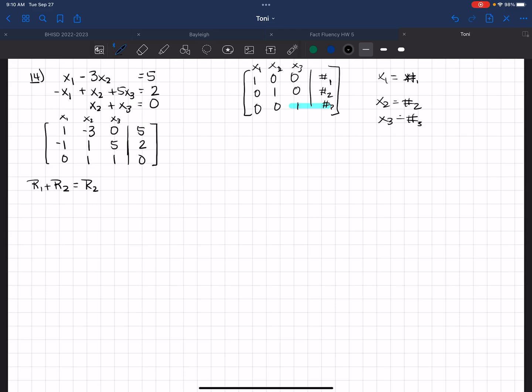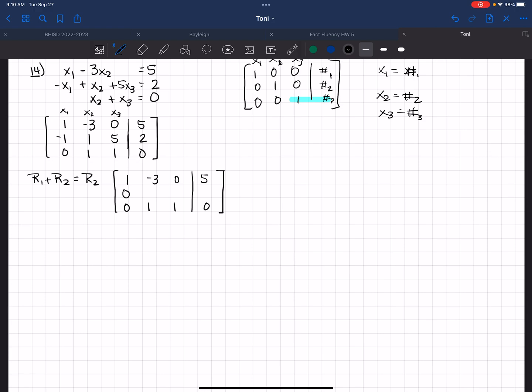Okay, so I'm going to add together row 1 and row 2. And that will leave me, so I'm changing row 2. So I just go ahead and write down row 1 and row 3 because they're not changing. Now, I'm going to say row 1 plus row 2. That gives me the new row 2. So 1 and negative 1 gives me 0. Negative 3 and 1 gives me negative 2. And 0 and 5 gives me 5. And 5 and 2 gives me 7. Okay. So that first column looks really good.